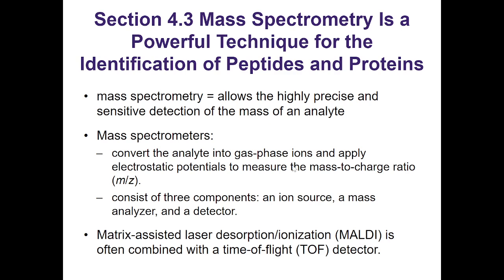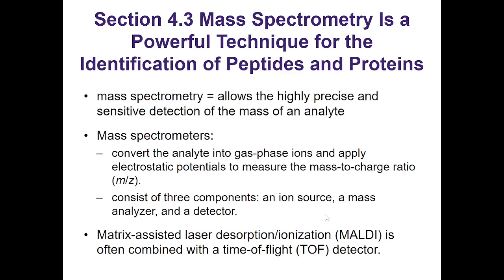So mass spectrometry, everybody remembers MS, mass spectrometry from organic chemistry, hopefully. If you don't, that's okay, just talk to me. This allows highly precise and sensitive detection of the mass of your analyte. Mass spectrometers convert the analyte into gas phase ions and apply electrostatic potentials. This is going to give you your mass to charge ratio, your m/z ratio. Everybody remember that, okay? The mass being divided by the charge.